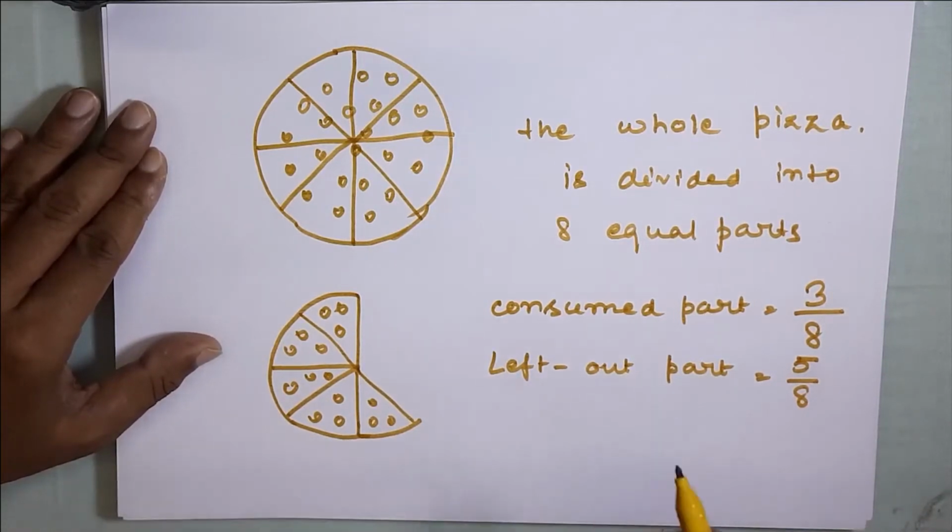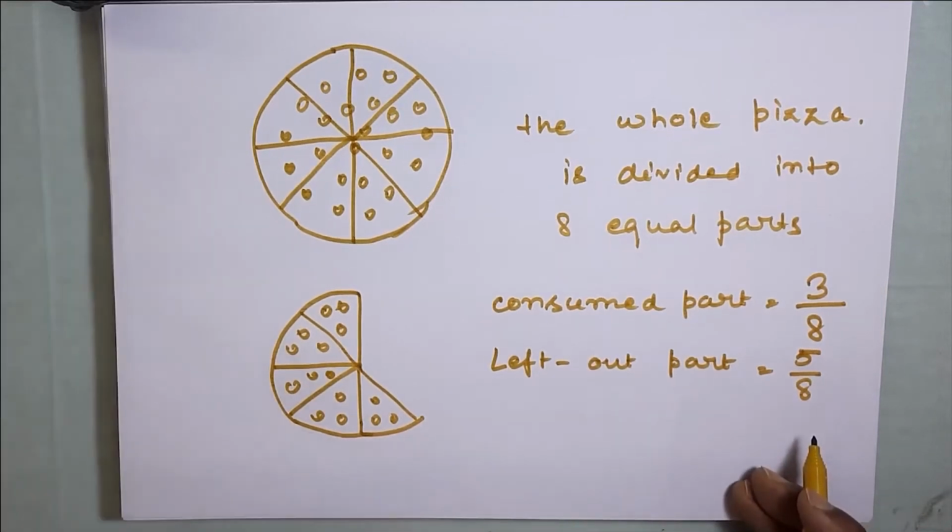So the entire whole pizza we have divided into 8 parts, and out of 8 parts, 3 parts have been consumed. So we call it 3 by 8 of the pizza we have already consumed, and the leftover part, which is 5 out of 8 pizza, is still available to be consumed.